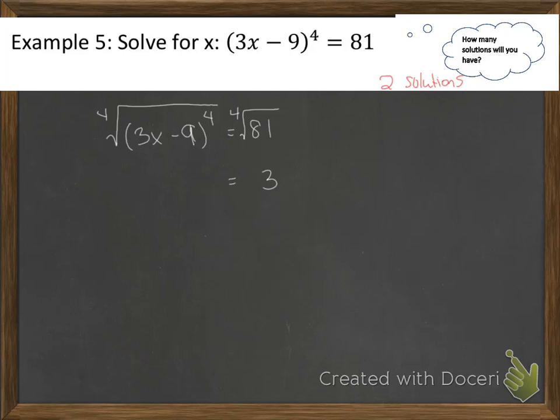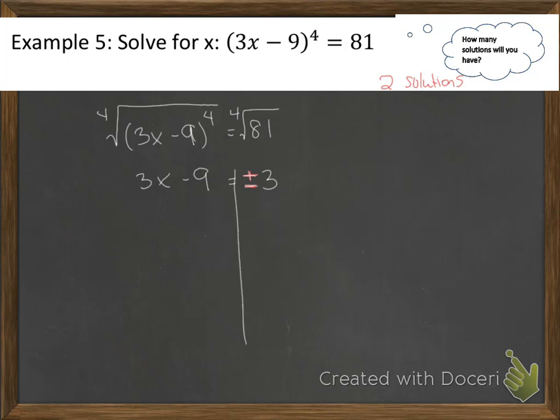But remember, I'll put it in red so we don't forget, we have to write it as plus or minus... I don't like that color, plus or minus 3. We have to consider both possibilities. Okay, over here, we have 3x minus 9. So 3x minus 9 equals plus or minus 3.